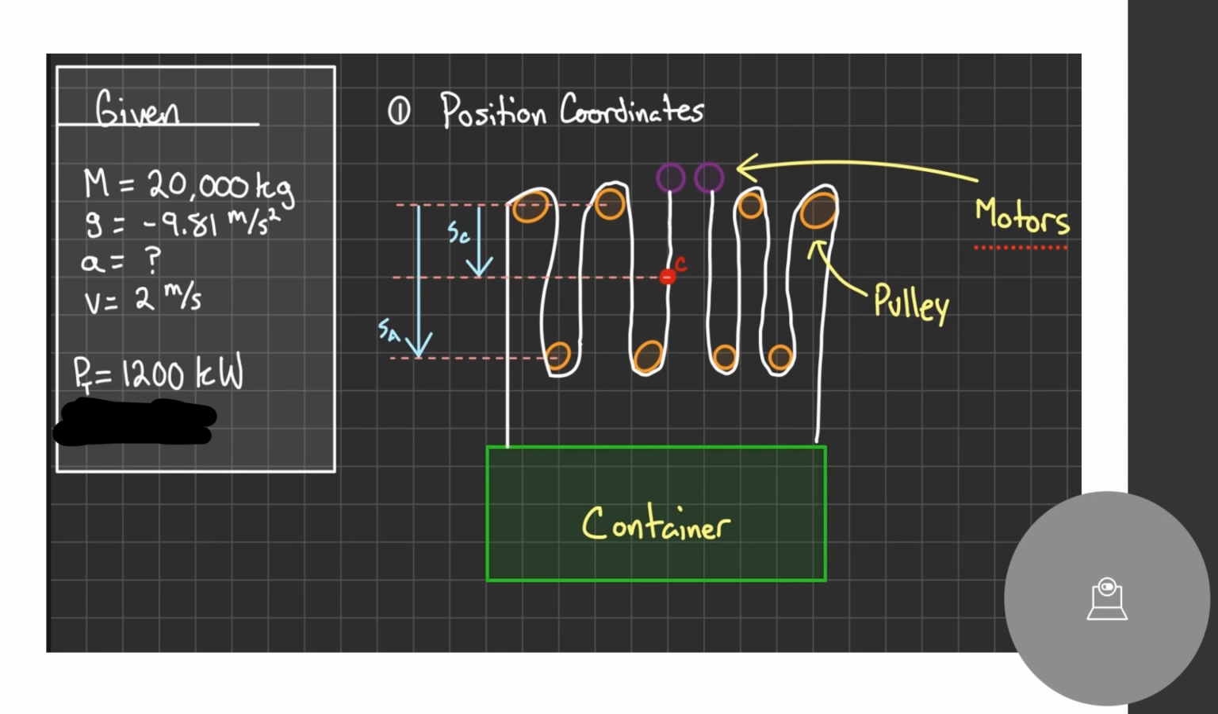Now, as you can see here in the diagram, we have our datum lines sectioning off between point C and the top of the pulleys, and then from the top of the pulleys to the bottom of the pulleys, with SC and SA labeling them respectively. Additionally, the pulleys are labeled in orange and the motors are labeled in purple, with the C point being located between the pulley and the motor.